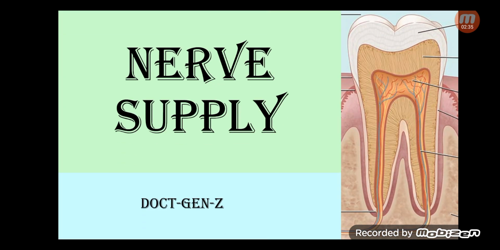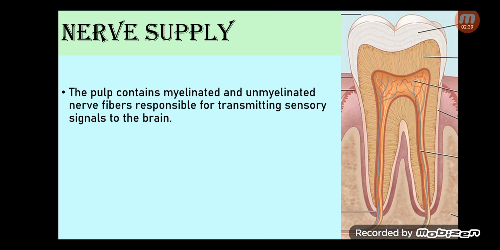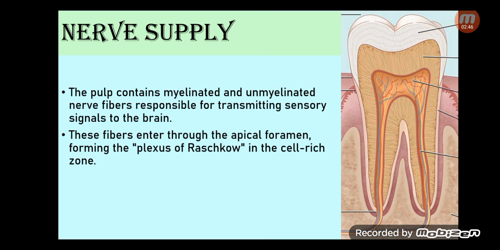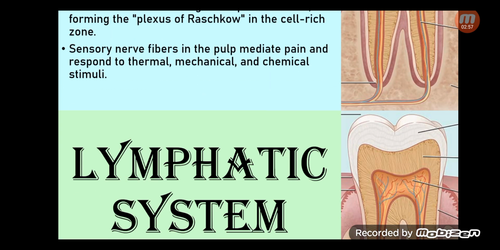Now we will talk about the nerve supply of dental pulp. The pulp contains myelinated and unmyelinated nerve fibers responsible for transmitting sensory signals to the brain. These fibers enter through the apical foramen, forming the plexus of Raschkow in the cell-rich zone. Sensory nerve fibers in the pulp mediate pain and respond to thermal, mechanical, and chemical stimuli.